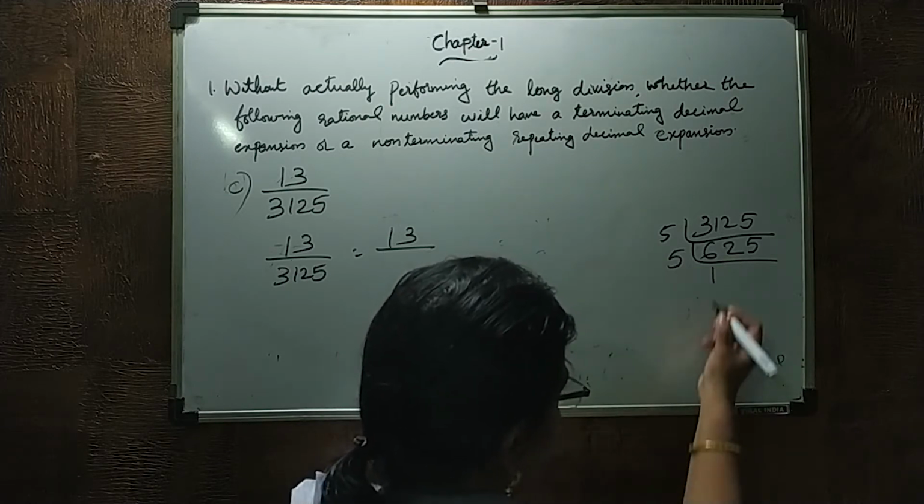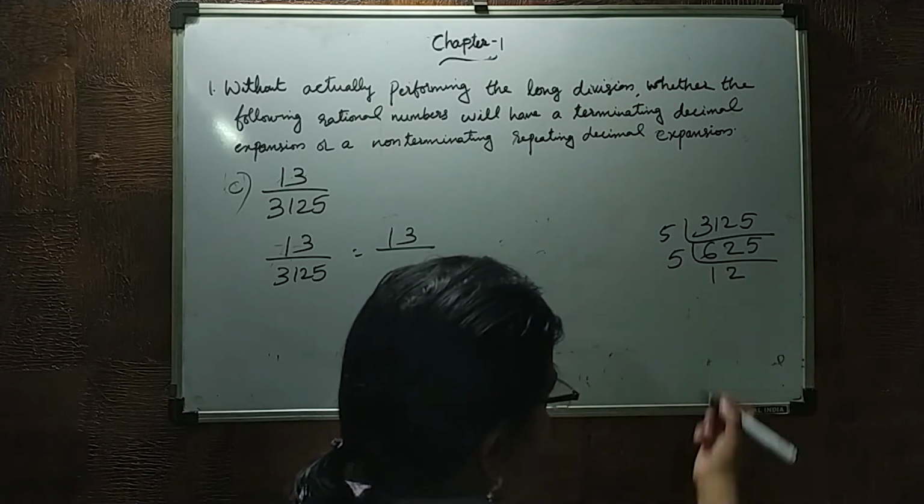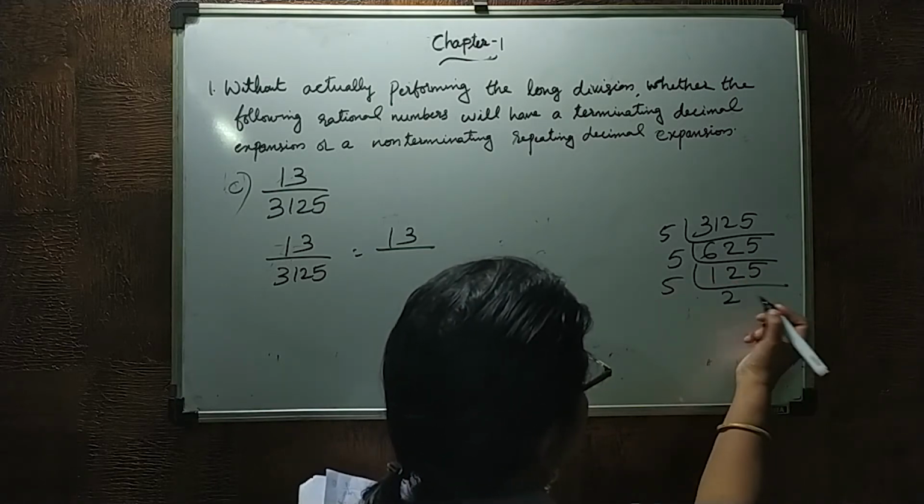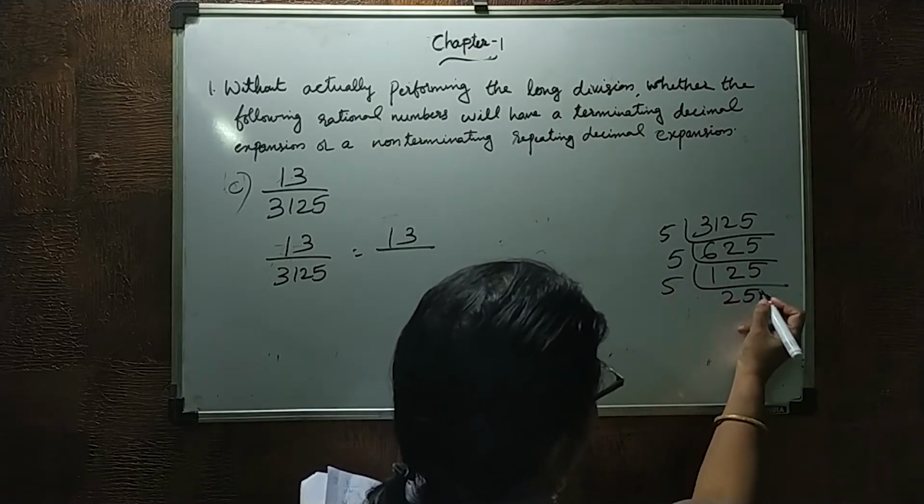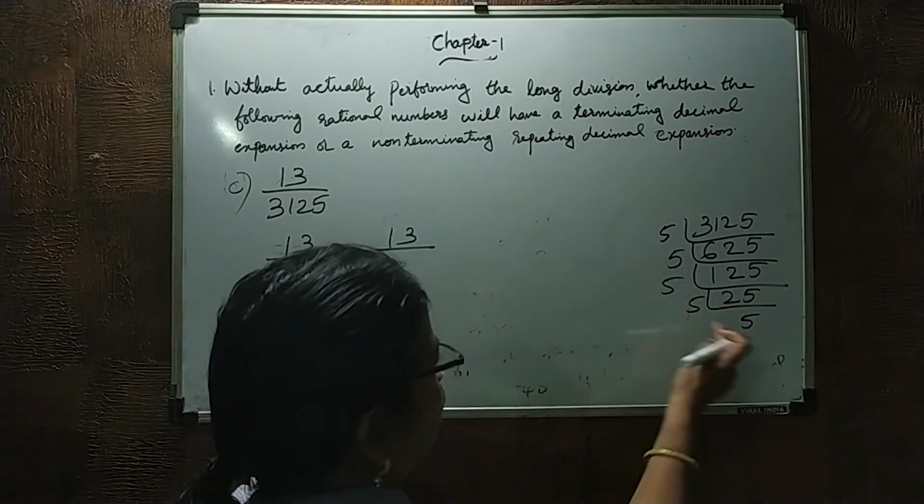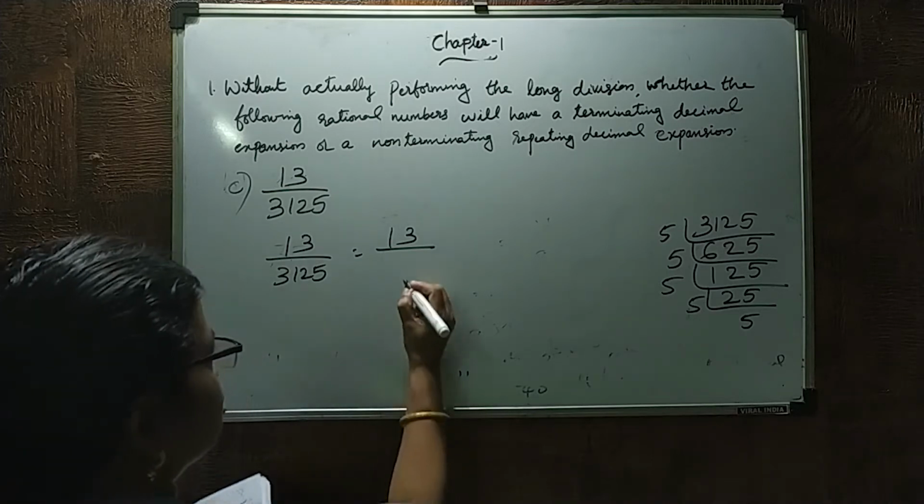Again we will find out 5. 1 5 is 5. 25 means 5. Again 5 is there, then 25. It will be again 5 5. 1 2 3 4 5. It is 5 raised to 5.